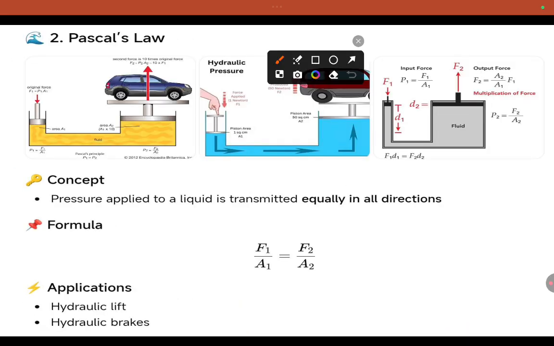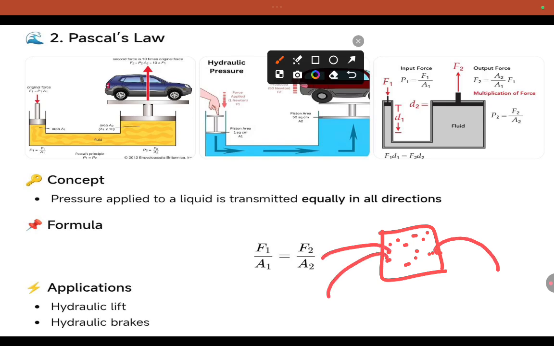Then what is Pascal's law? Pascal's law is about pressure exerted by a liquid being transmitted equally in all directions. You can take some fluid or water in a container or in a balloon, fill the balloon with water, then make equal holes in the balloon.